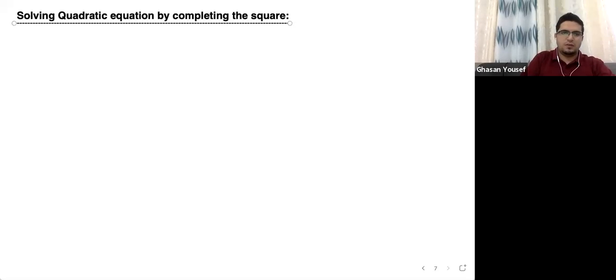So I'm going to give a general idea of how we can complete the square. Does anyone have any idea before I start writing the definition or some information about completing the square? What is the meaning of completing the square or solving a quadratic equation by completing the square? Okay, I'm going to give a general idea of how we can do completing the square.